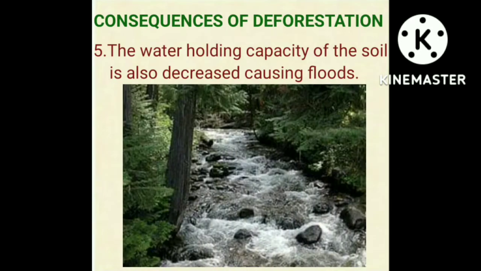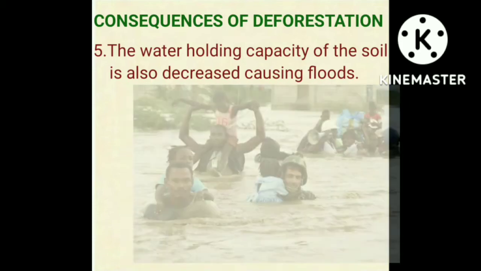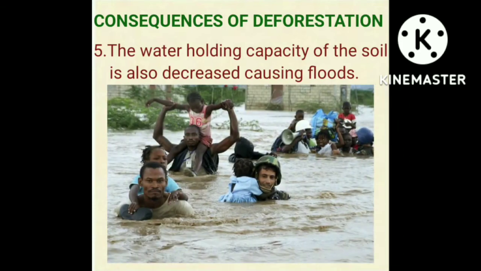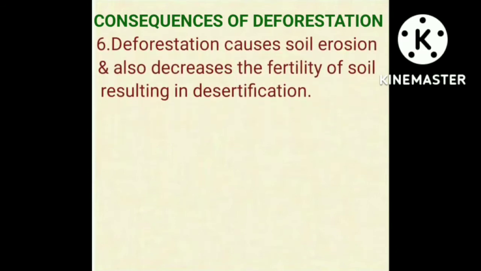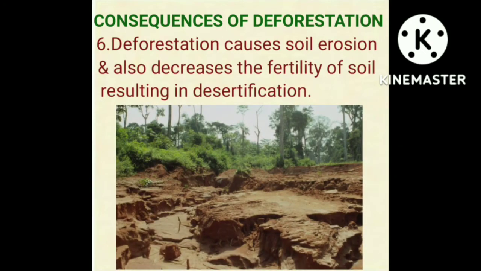And sometimes the river is not able to carry all this rainwater, so the excess water overflows from the river and causes flood by destroying houses, crops, buildings, etc. The sixth consequence is deforestation causes soil erosion and also decreases the fertility of soil, resulting in desertification. Deforestation changes the properties of the soil. This results in soil erosion.